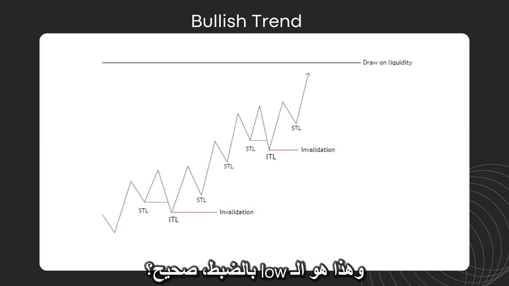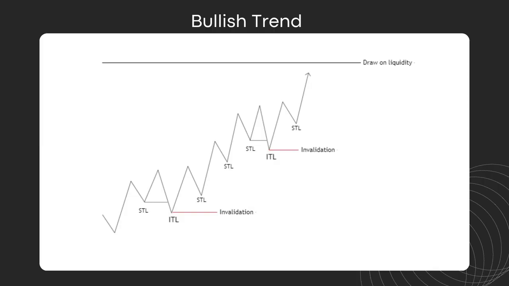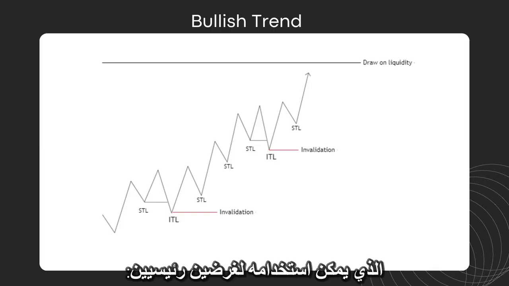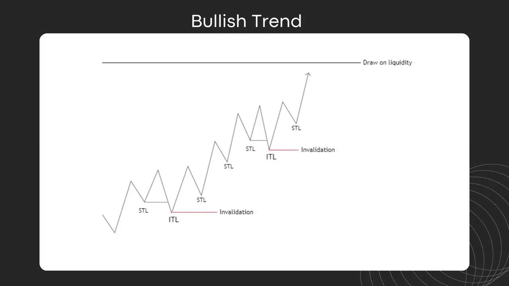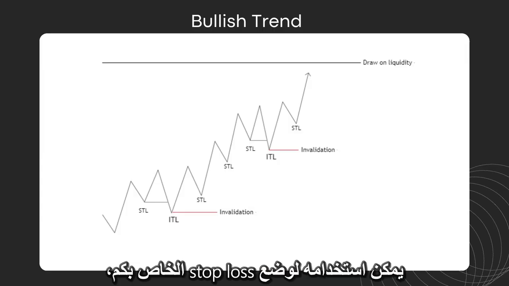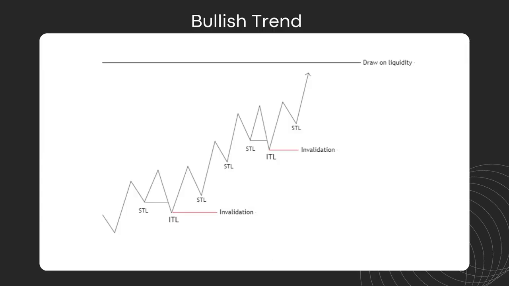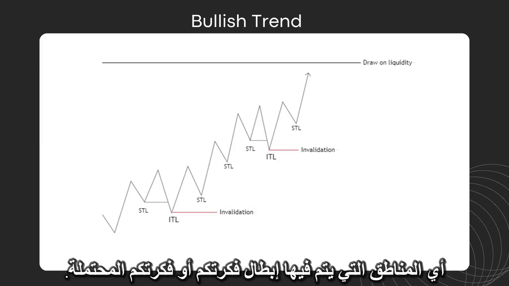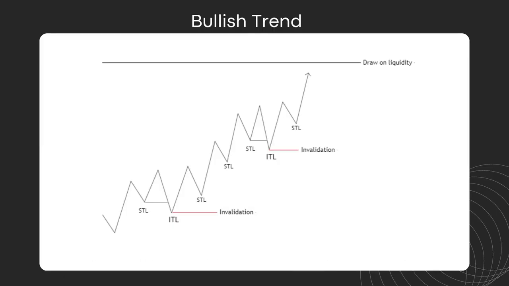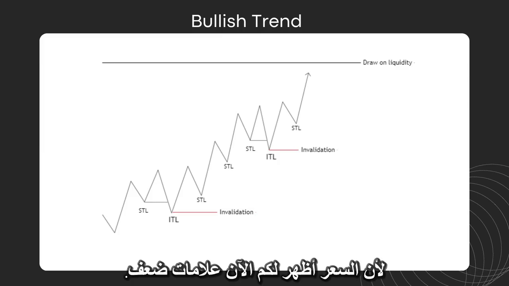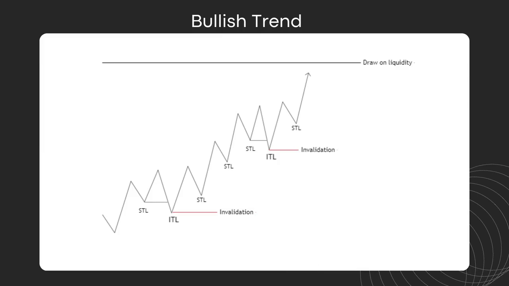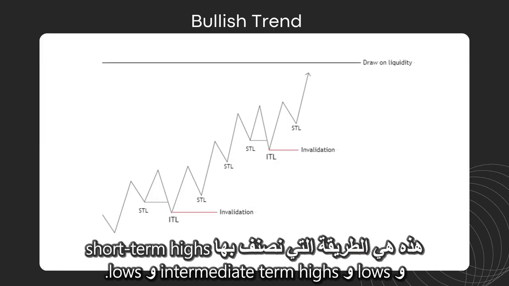And this is the exact low, right, that could be used for two main purposes. It could be used for placing your stop loss, and it can even be used for invalidation areas, meaning areas where your idea or potential idea is invalidated, right? And you're going to ditch that idea if price goes below that low because now price has shown you weak signs, right? This is how we classify short-term highs and lows and intermediate-term highs and lows, right?